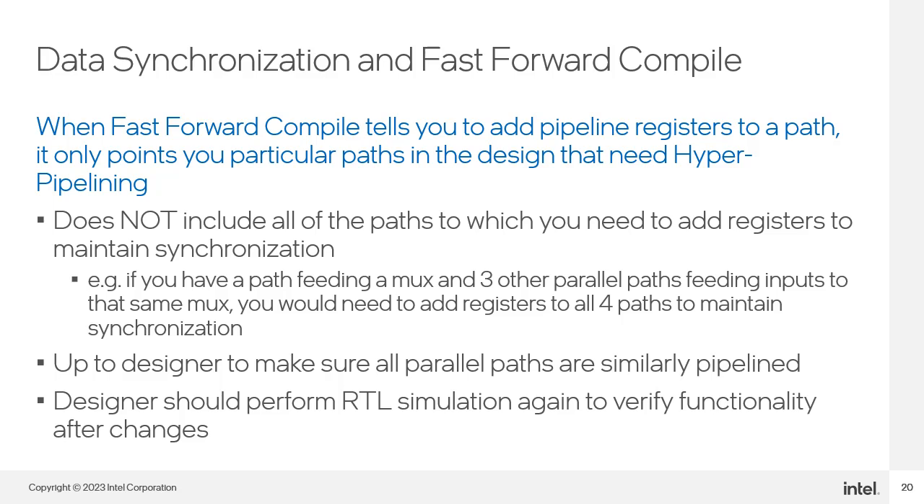It is key to remember that when fast-forward analysis is performed, it is only concerned with design performance, not necessarily functionality. So it only points you to a path that needs extra registers to boost that path's performance. It does not point you to all the paths that similarly need registers to maintain data synchronization. It is up to the designer adding registers to make sure all parallel paths are pipelined with the same number of registers. And you must perform RTL simulation after your modification to verify correct functionality.